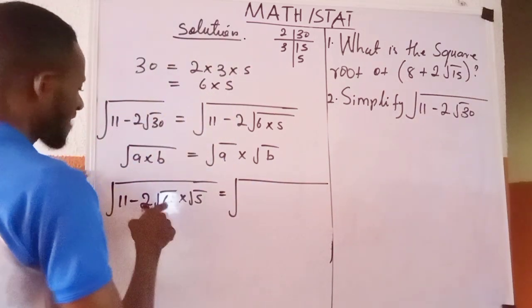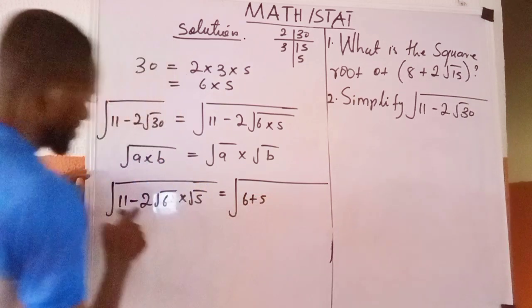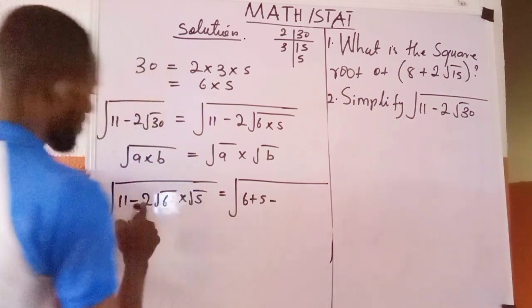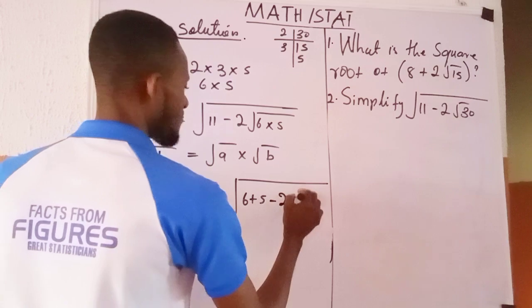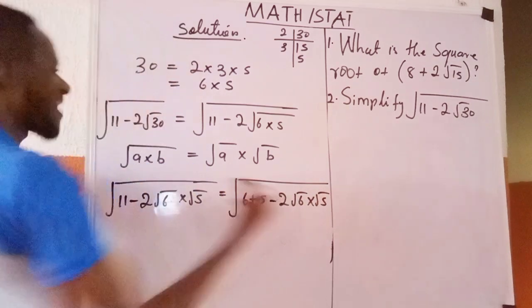In place of this 11, I am going to write 6 plus 5. The sign here is minus. What I have here is 2. I have root 6 by root 5. This and this are the same thing.